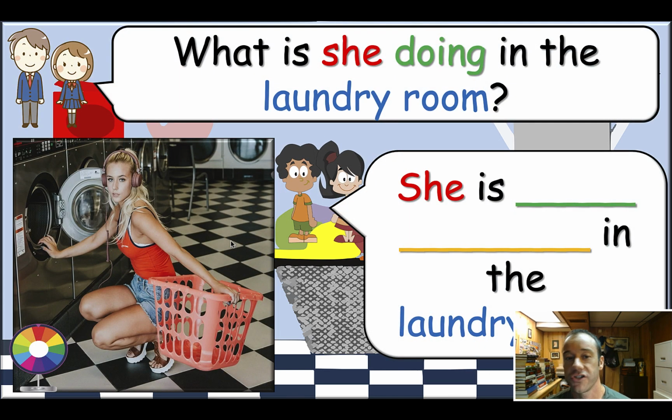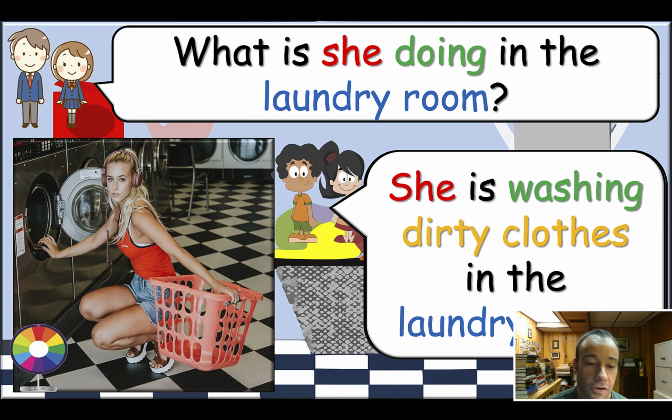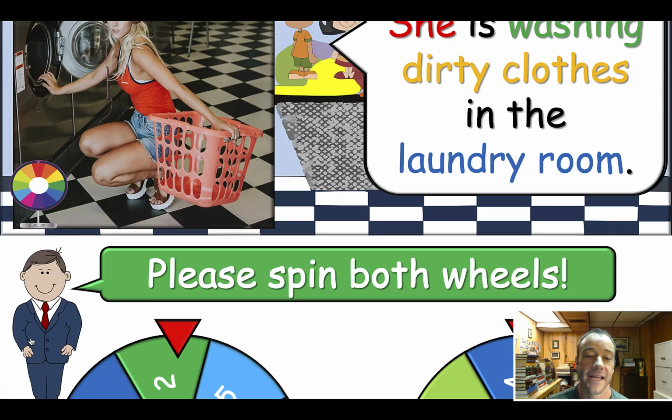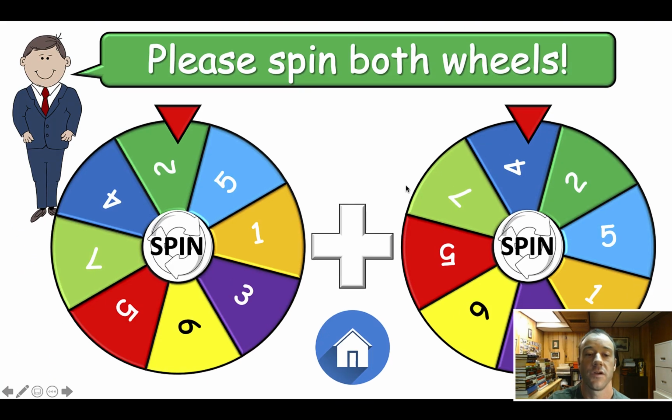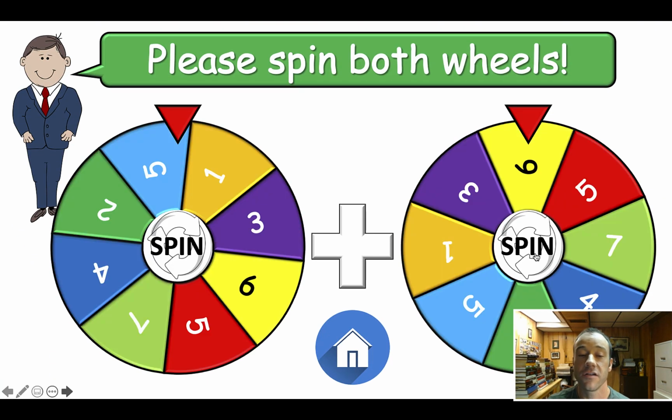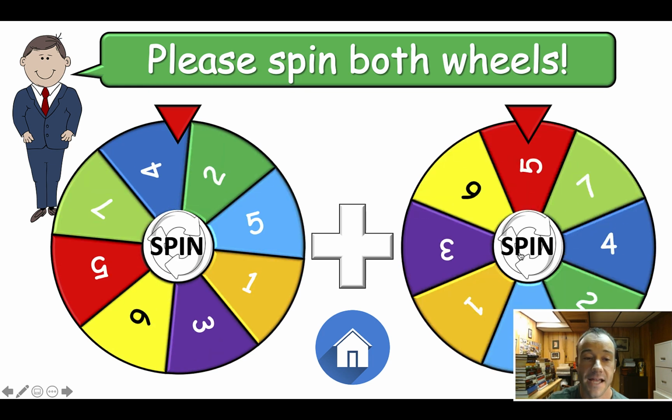Let's ask the next question. What is she doing in the laundry room? She is, that's right, she is washing dirty clothes in the laundry room. All right, good. So then they click here, spinning wheel. And again, each student gets to spin one of the wheels. Let's stop. 4 plus 5 equals 9. And then add 9 points to their team and then go back.